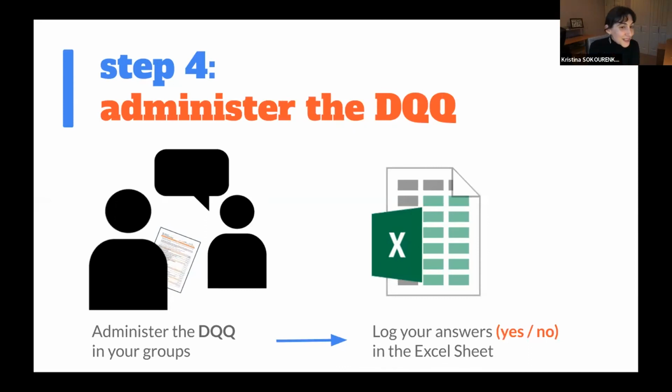And last but not least, once you have both the DQQ of choice downloaded and the Excel to log your answers, you'll administer the DQQ. So you'll have about 10 minutes. You'll go through the questionnaire, however much of it that you can, and we'll let you get started. So just one moment, I'll put everything into the chat and then we can break out into the groups.